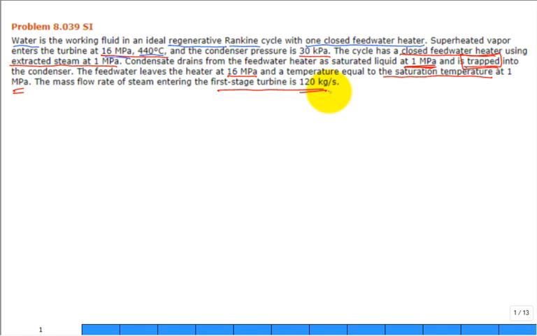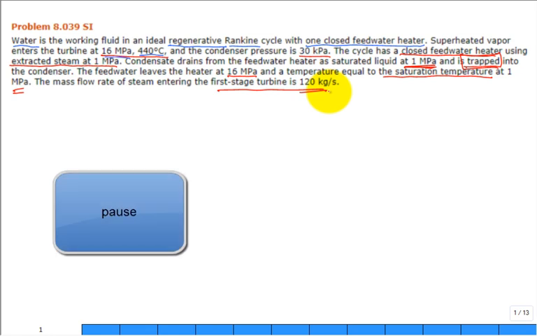And you've got to get the right plumbing and the layout. How many turbine stages? Where is this pump? How many pumps? Make a layout of the plant from this word problem, and then number the states, starting with state 1 being the inlet into the first turbine stage. Okay? So I'm going to pause. You need to do this by yourself.